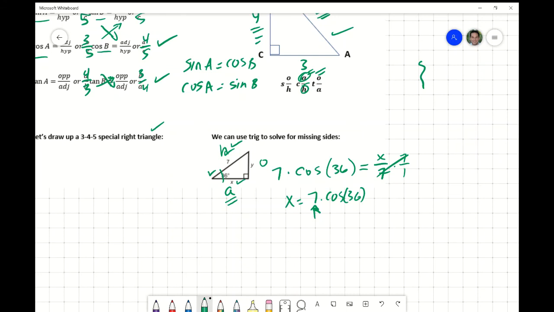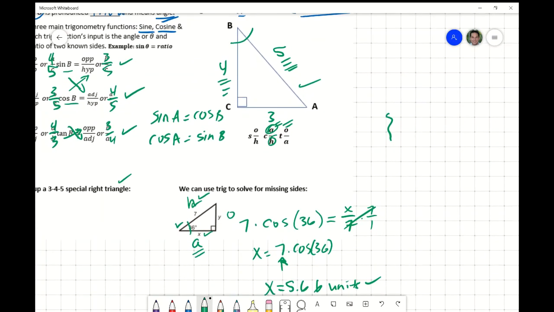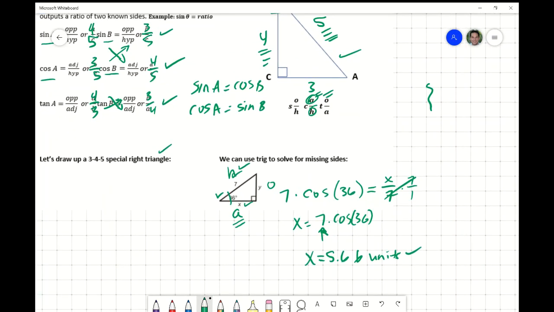Okay, if you go into your calculator and multiply this out, you're going to see that x is going to be equal to 5.66 units. And always check to see if that makes sense. Yeah, definitely. If this right here is 7, then that certainly looks like it could be 5.66 units.